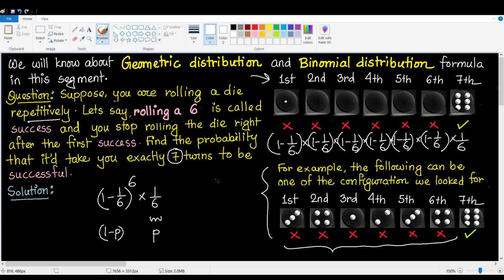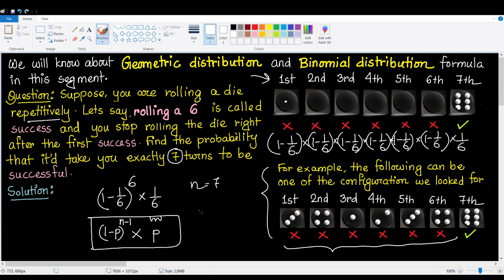If the number of trials, 7, is denoted by n, we want to be unsuccessful for n minus 1 turns, right? For all the turns except the last one. Therefore 1 minus p should be raised to an exponent of n minus 1 for n minus 1 consecutive experiments, and then the final experiment needs to be successful. So the probability is (1 minus p) to the power n minus 1, times p.